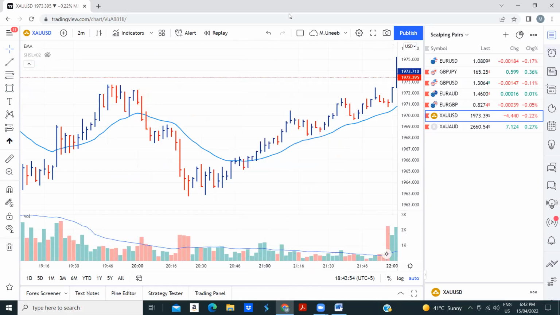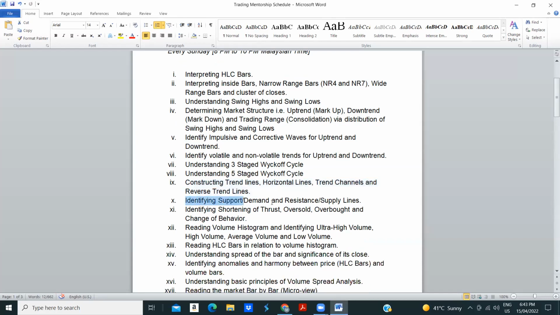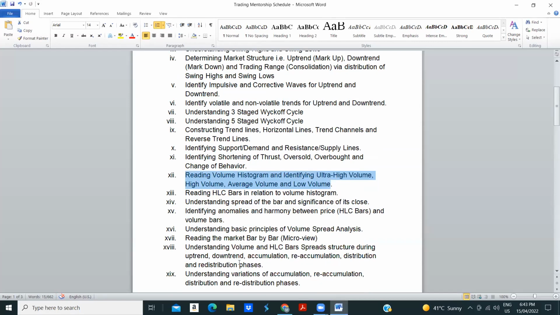Now we are done for the session. From tomorrow, we will do the 3-stage cycle, the 5-stage, constructing trend lines, identifying supply and demand, identifying overbought, and reading volume histograms. Tomorrow, and then the day after tomorrow, we will complete the rest.